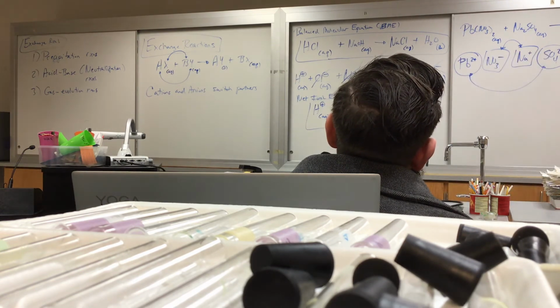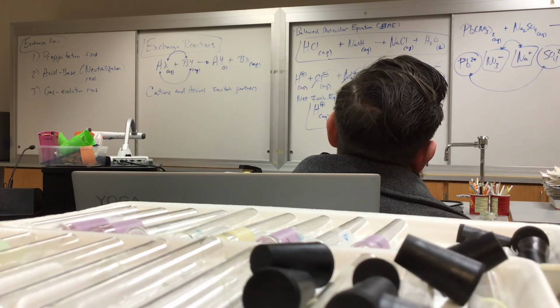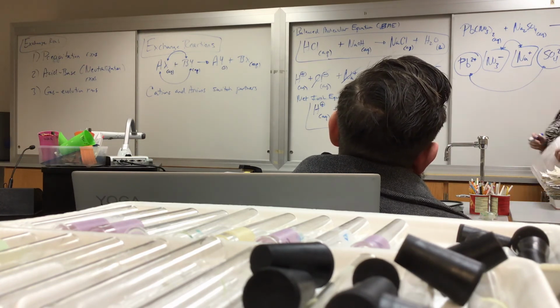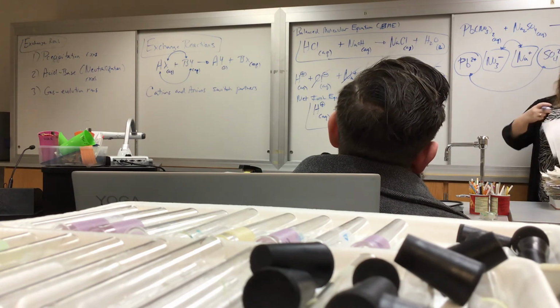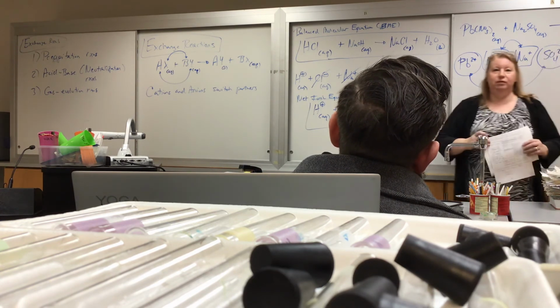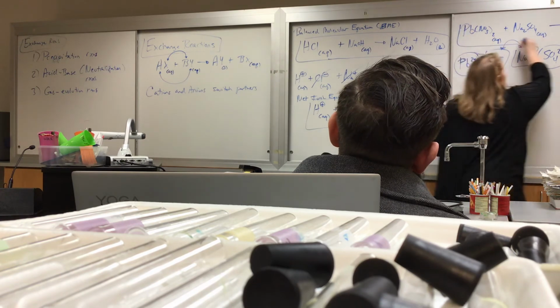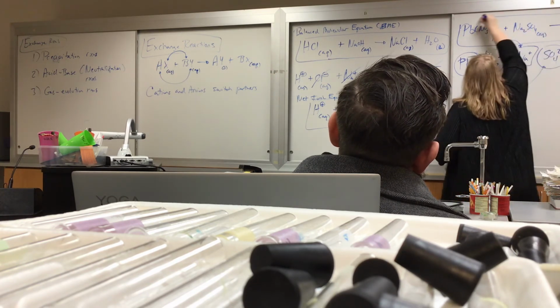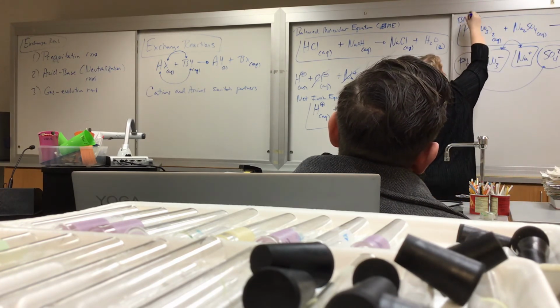What about this one here? NaNO3. S or AQ? How do I know it's going to be AQ? Sodium, lithium, potassium, ammonium, always soluble, and nitrate and acetate, always soluble, right? So if I memorize that, I don't have to even use the solubility table, right? But if I didn't, I just go look it up. That is my balanced molecular equation for this reaction.